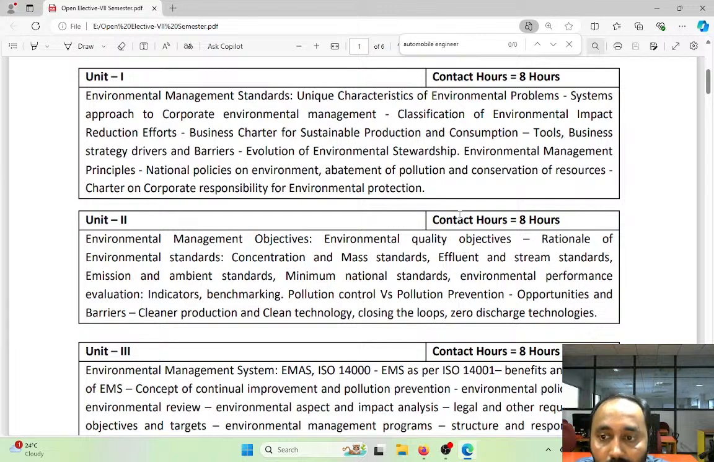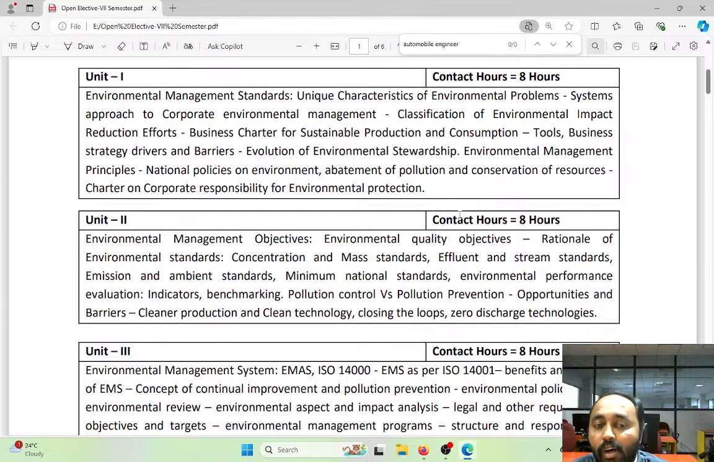CPCB. Then we are going to see the performance of it, which equipment is used and how the efficiency is, and we are going to see pollution control versus pollution prevention. Also, a new case study has been taken into consideration in and around Belagavi, that is Hindalco industry, which talks about zero discharge technology. So that has been considered in this environmental protection and management.